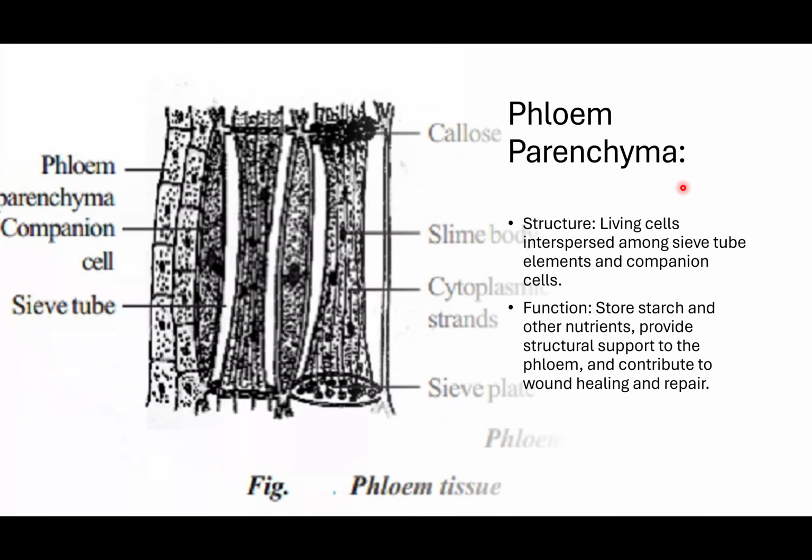The phloem parenchyma are other interspersed cells among the sieve tube elements and the companion cells. They're similar to the xylem parenchyma, in which they would store starch and other types of nutrients for the support and maintenance of the phloem.